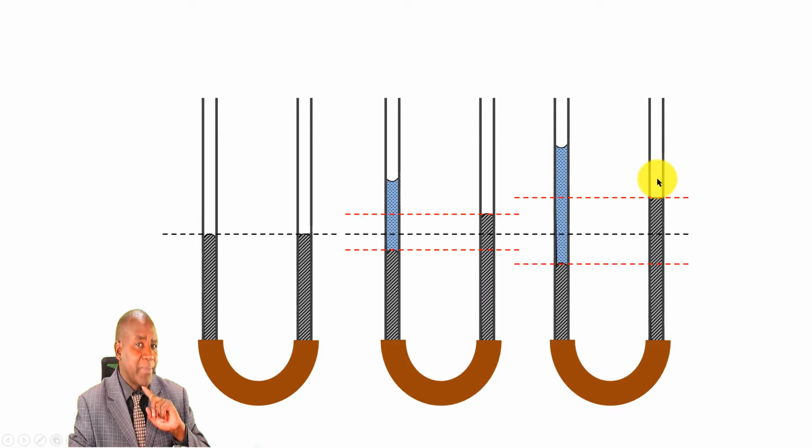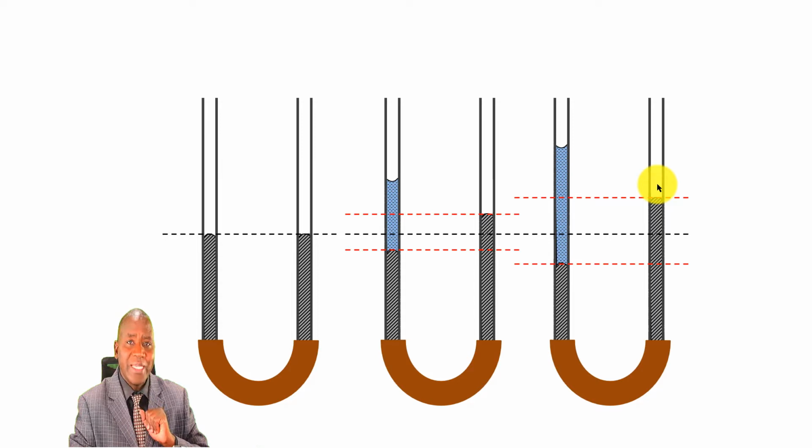Why does that happen? It happens because the pressure on this mercury surface is increasing with more addition of water on this other side, while the pressure on the mercury surface on the other side remains atmospheric, because the only fluid above it is the atmosphere.